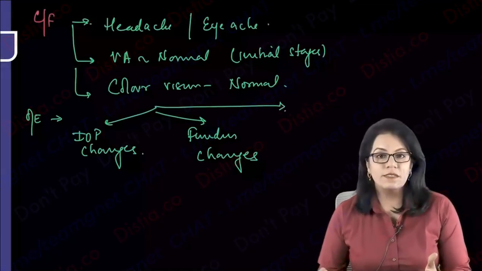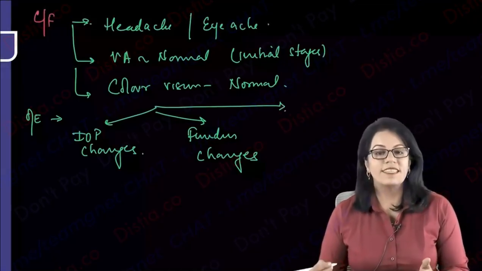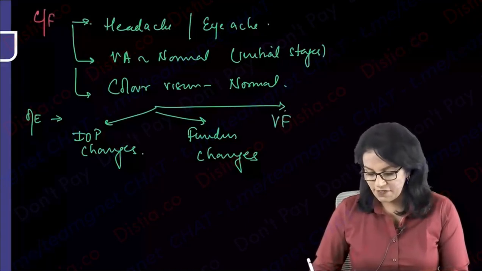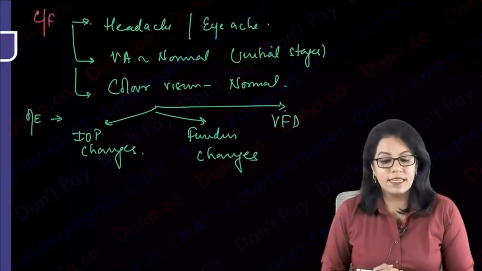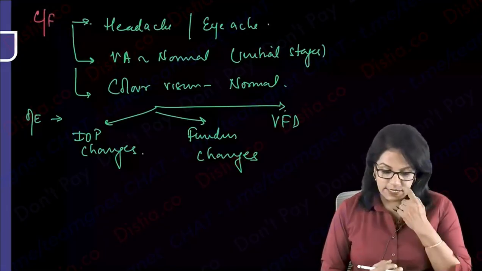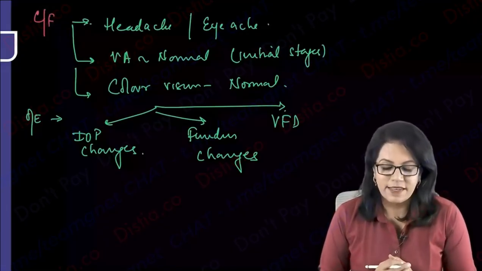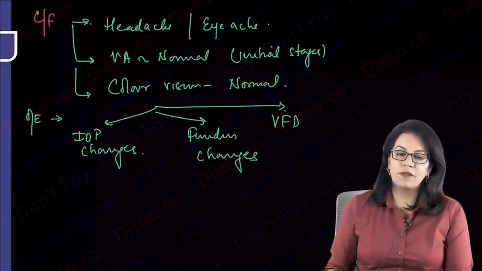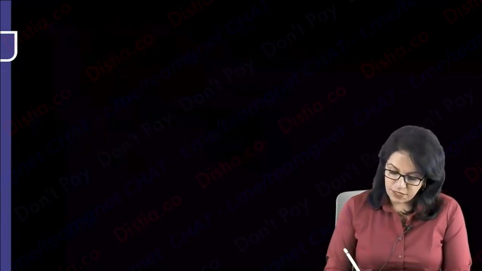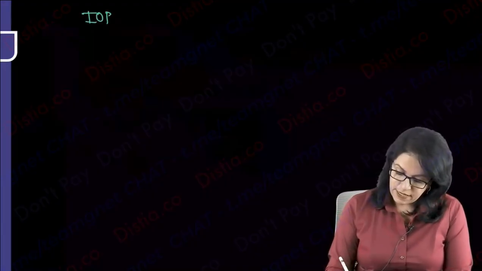If there is a defect in the optic nerve, naturally there will be visual field defects, isn't it? So we will see changes and defects in the visual field, right? Now let us take one by one. First we talk about IOP changes. Give the heading IOP changes.